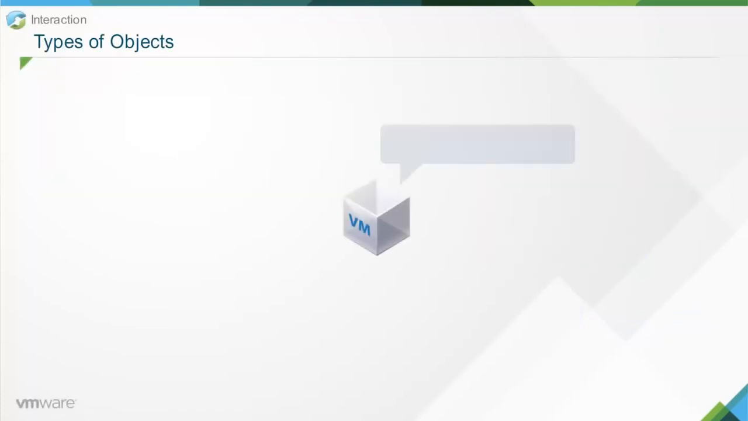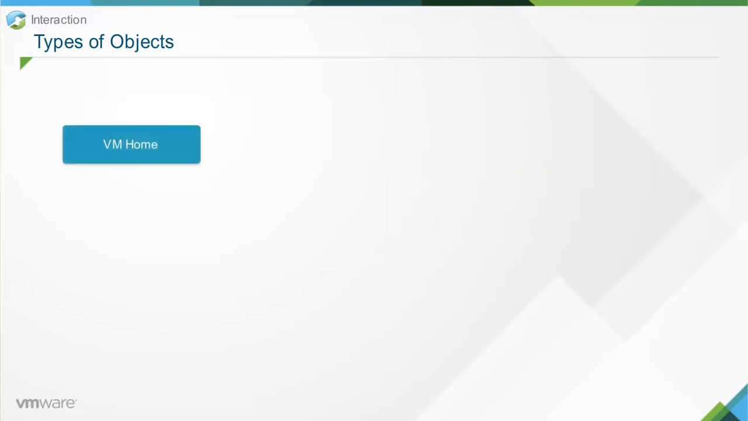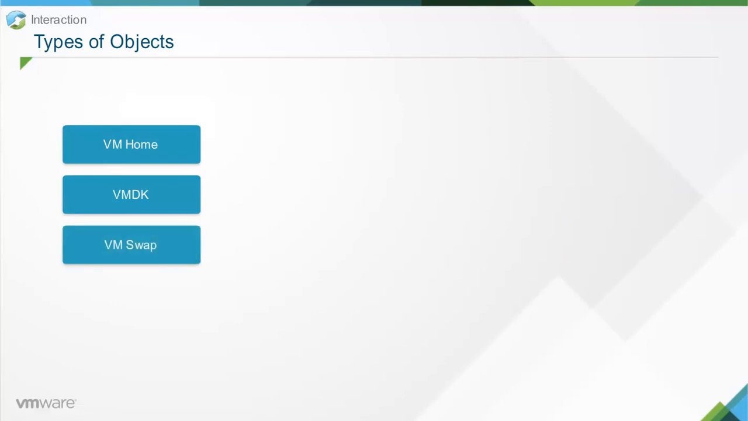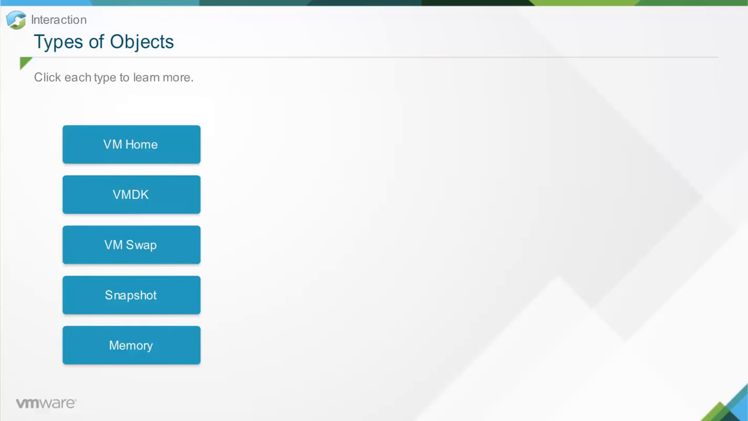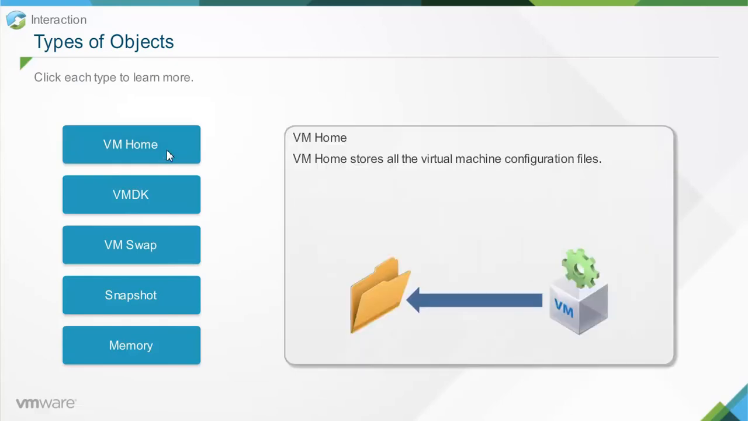Virtual machines have 5 different types of objects. They are VM Home, VMDK, VM Swap, Snapshot, Memory. Click each type to learn more. VM Home stores all the virtual machine configuration files. VMDK is the virtual machine disk file.